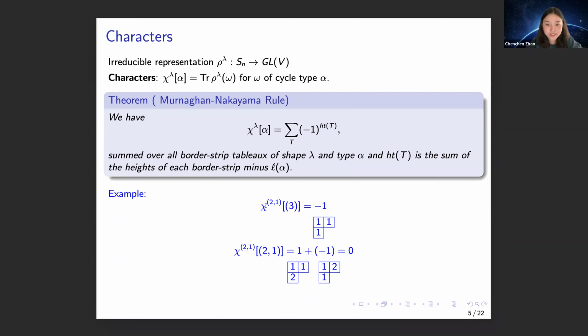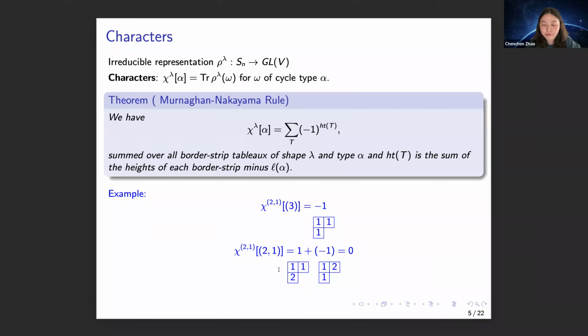For instance, if we are computing chi 2,1 evaluated at the 3-cycle, we are filling this tableau of shape 2, 1 with 3 ones, and there's only one way of doing this. And this border strip has a height of 2 minus 1, which is 1. So the character here is equal to -1.